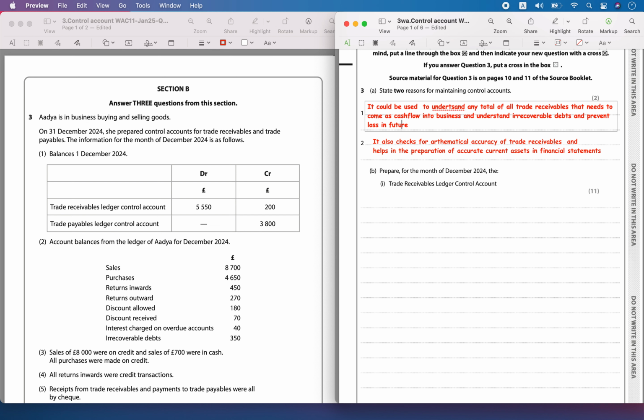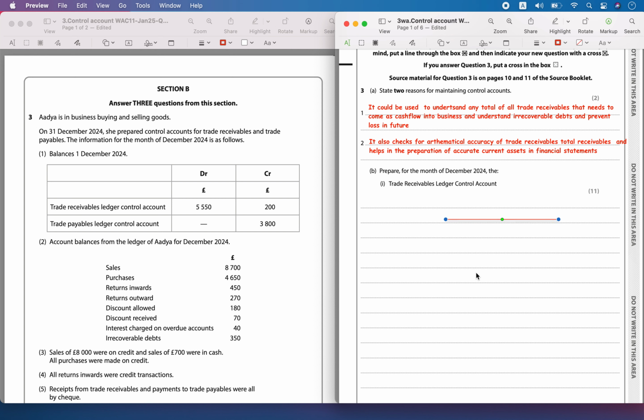Then the second reason: it also checks the arithmetical accuracy of the trade receivables total. This trade receivable acts as a part of current assets in the financial statements. If this is going to be correct, then it helps in the accurate preparation of the financial statements. Now next, prepare for the month of December 2024 the trade receivables ledger control account.